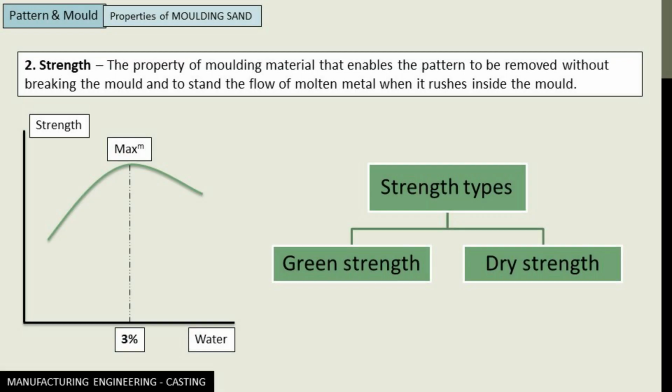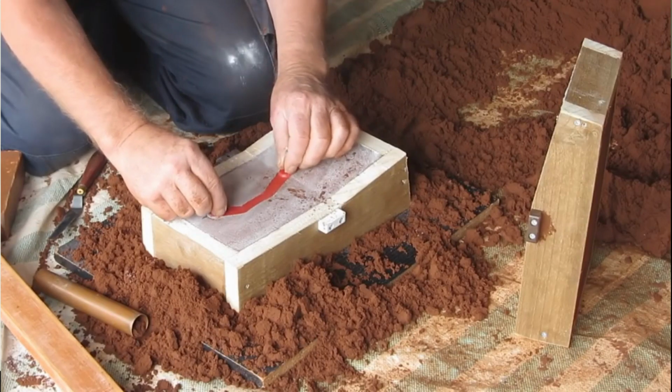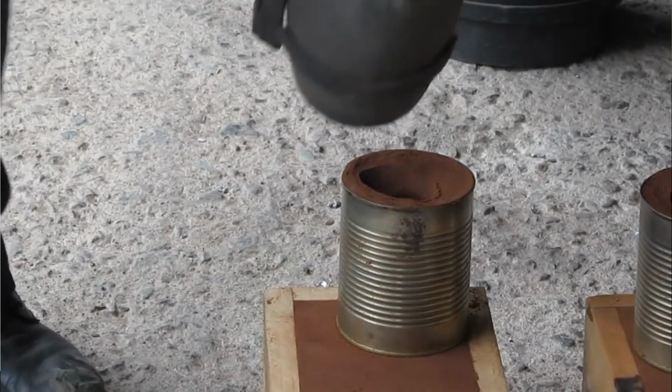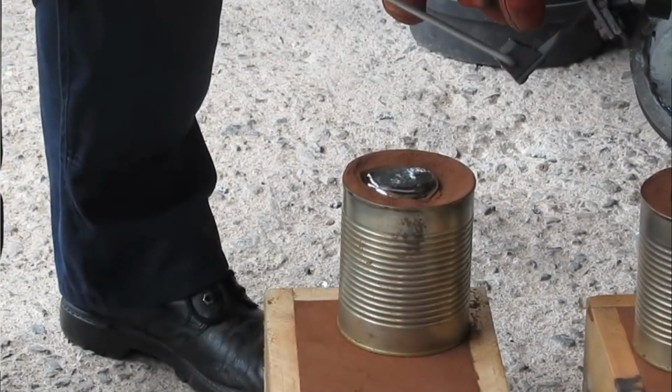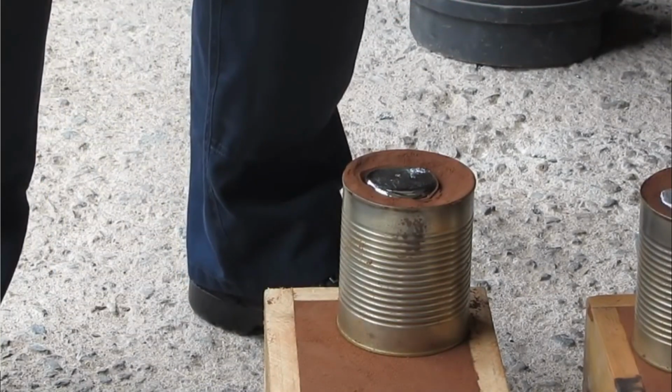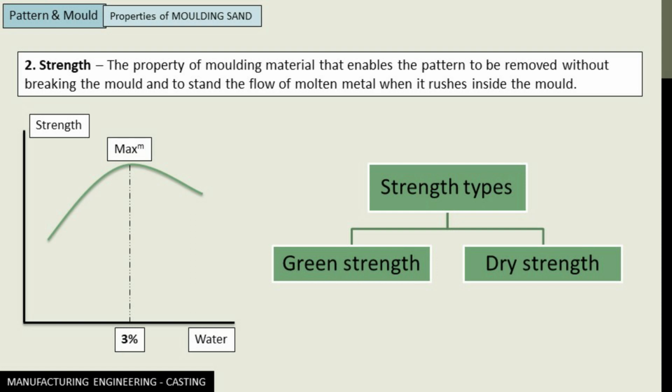Next we have the strength. It is the property of molding material that enables the pattern to be removed without breaking the mold and to stand the flow of molten metal when it rushes inside the mold. Obviously, the molten metal is at a very high, extreme temperature.